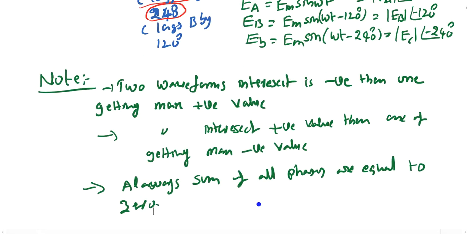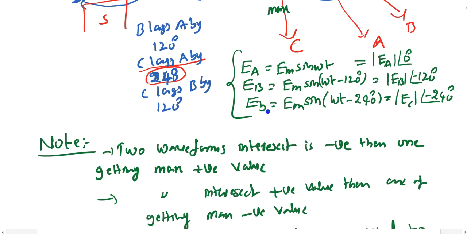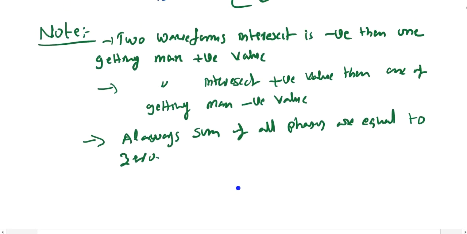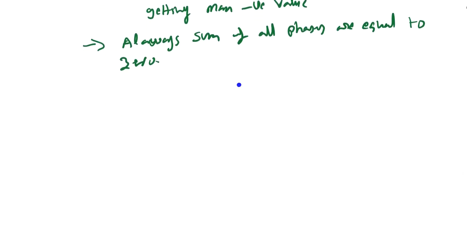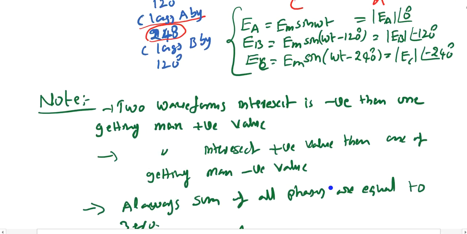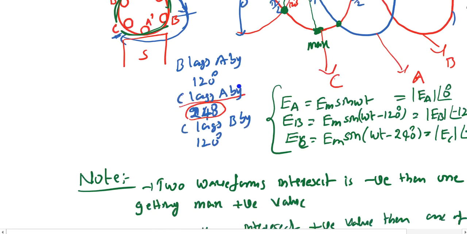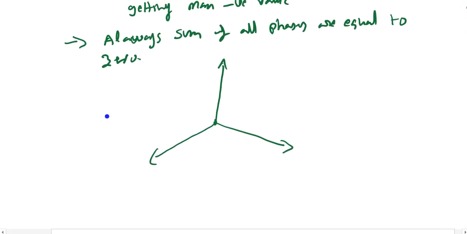If you want to show EA, EB, and EC in a vector form or phasor form, then how are you going to show them? Because in the three-phase system, the EA, EB and EC, three phases are displaced by 120 degrees. These three phases are displaced by 120 degrees, isn't it? So that is what we have seen here, displaced by 120 degrees with each other.